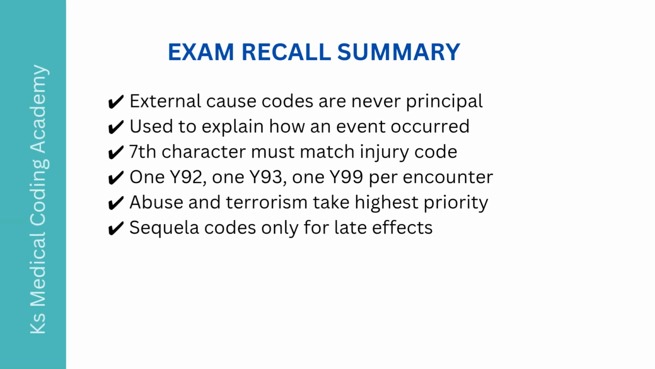Exam recall summary. Remember, external cause codes are never principal. They explain how, not what. 7th characters must match. Only one Y92, Y93, and Y99 per encounter. Abuse and terrorism take highest priority. Sequela codes are for late effects only.